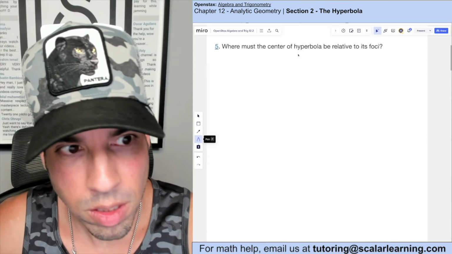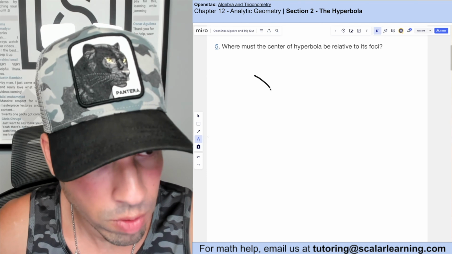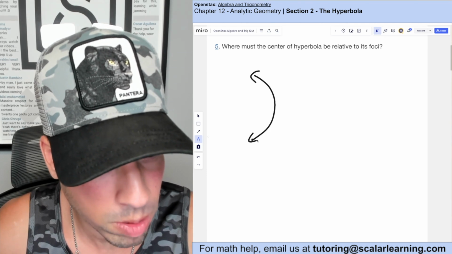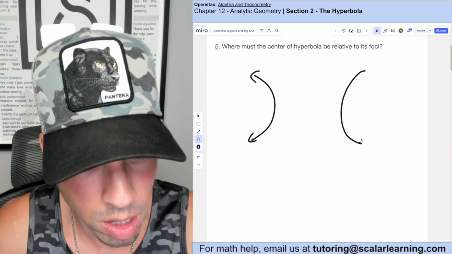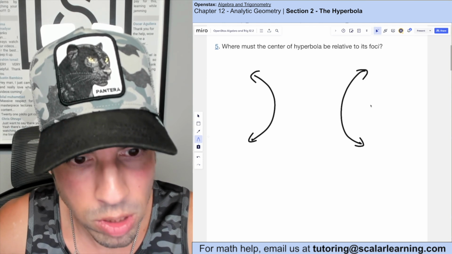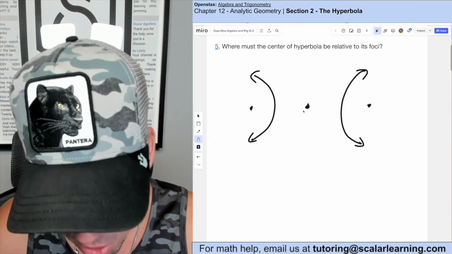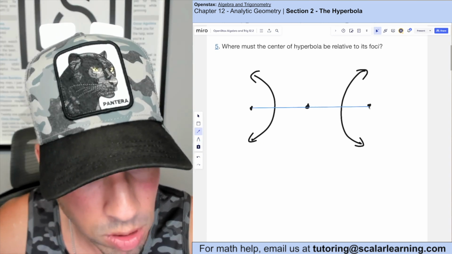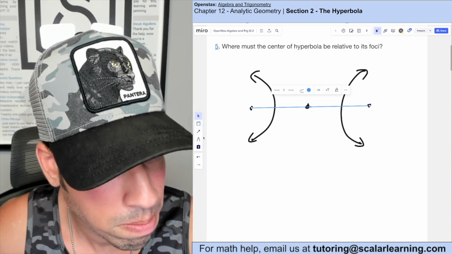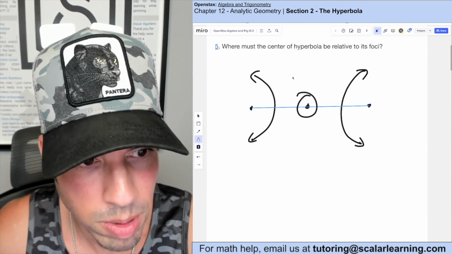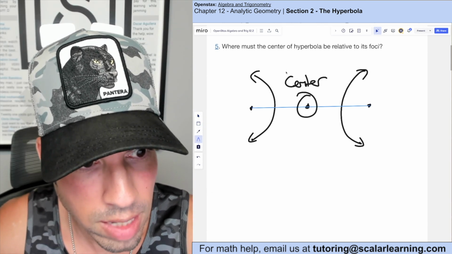Done. Where must the center of the hyperbola be relative to its foci? Well, if I look at a hyperbola again, going left and right, we could do the same thing going up and down. But if I look at my foci, let's say my foci are here and here. The center is right here, meaning if I connected these foci by a segment, the midpoint is going to be the center. And that's how you do it.